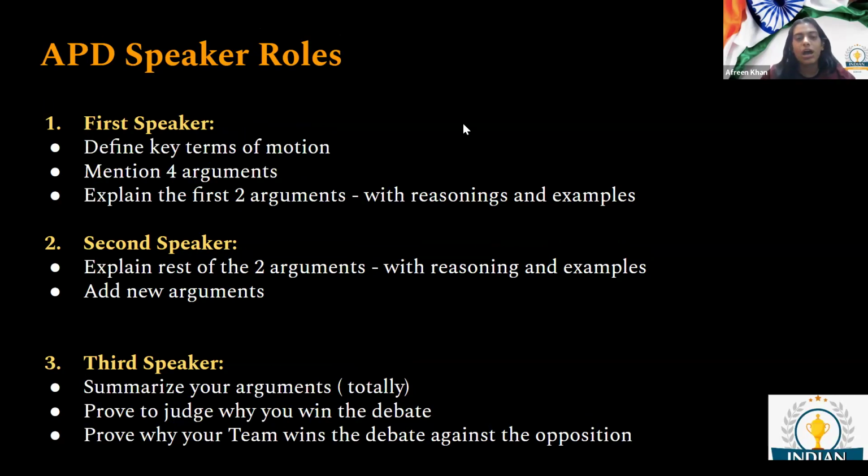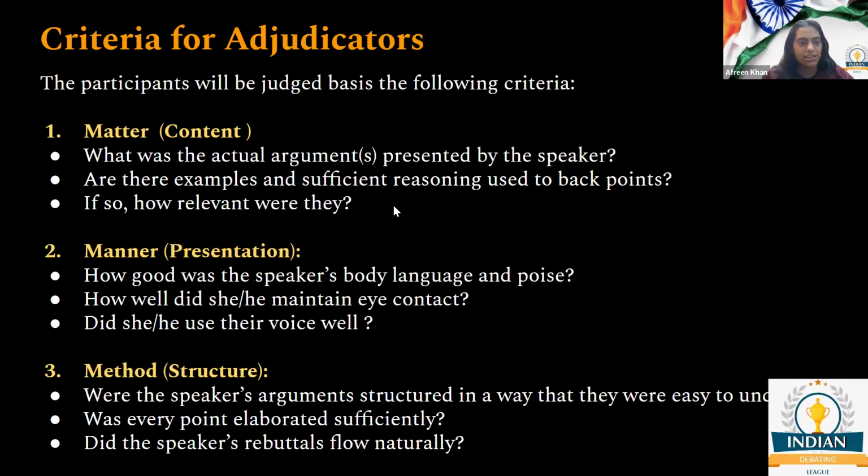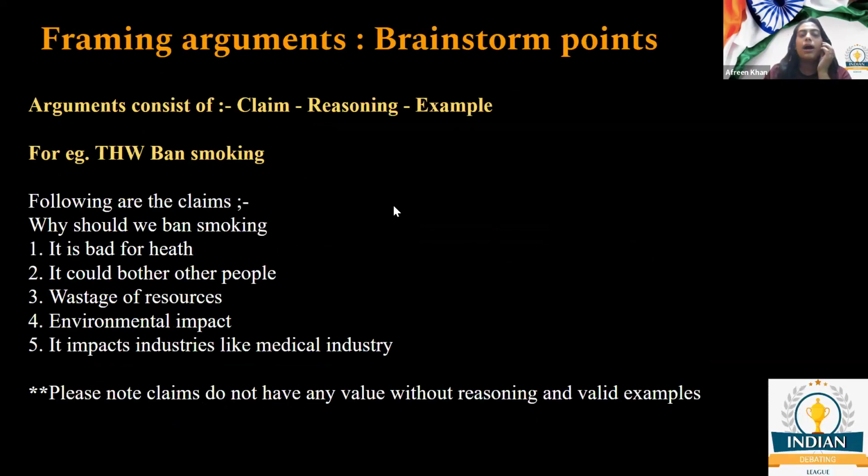So the first speaker from both sides is going to present what the four arguments are going to be. When I say present four arguments, what I mean is this. The first speaker would define the key terms, and then, if you're proposition in this motion, you would say, as proposition, we're going to present four arguments to you. First, smoking is bad for health. Second, smoking bothers other people. Third, smoking wastes resources. And last, smoking has environmental impacts. So you're just mentioning what the arguments are. You're not explaining all of them.